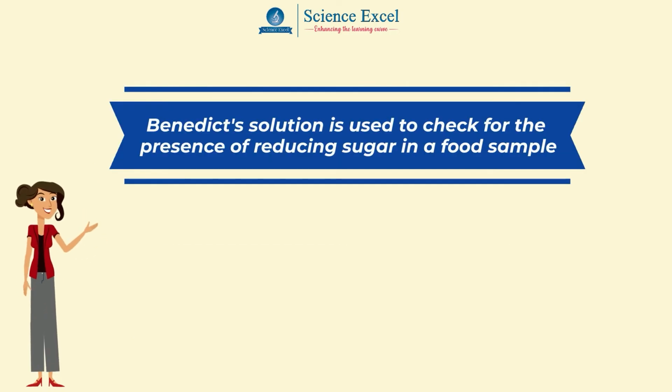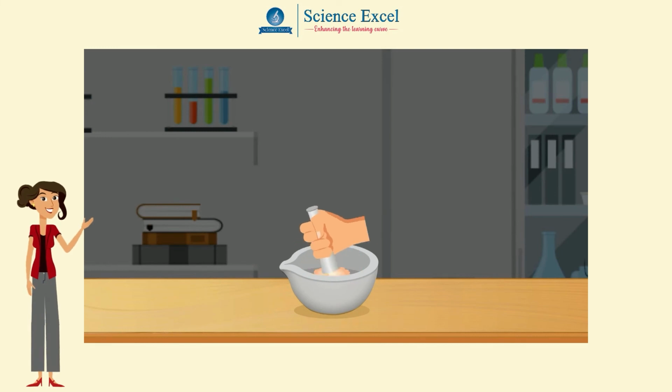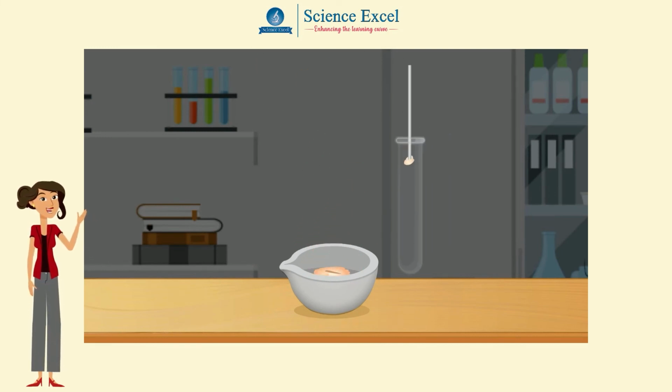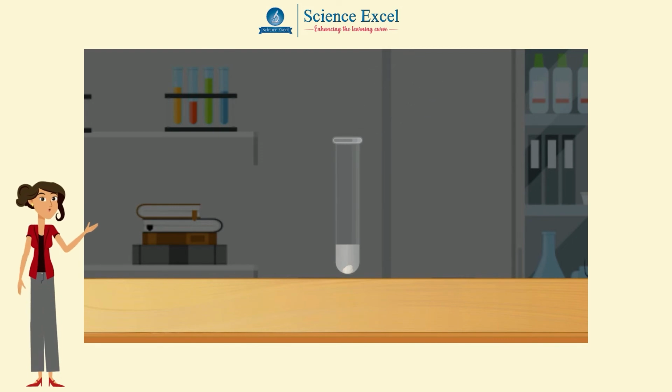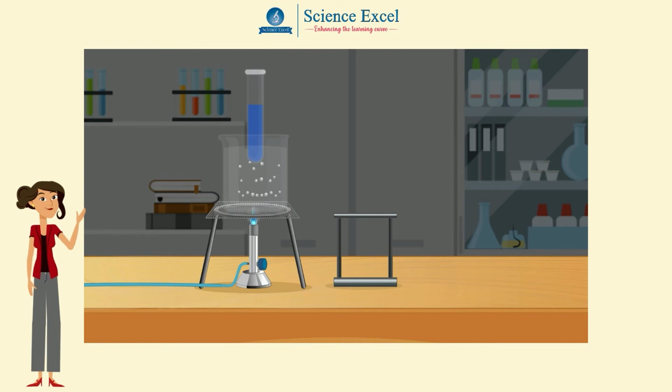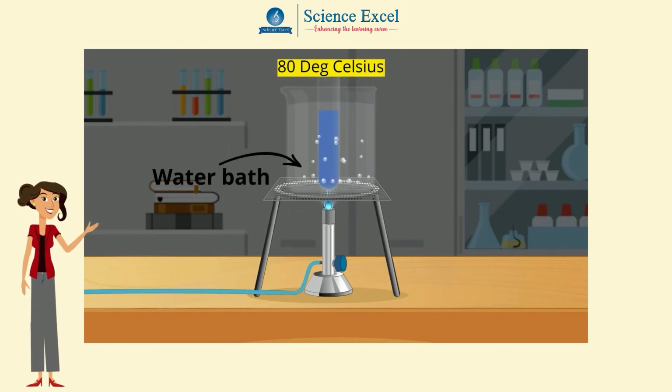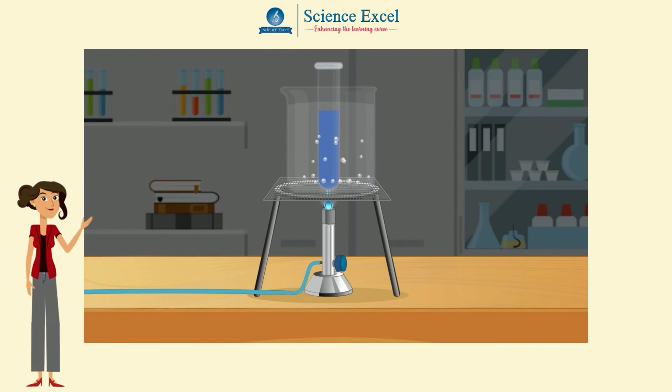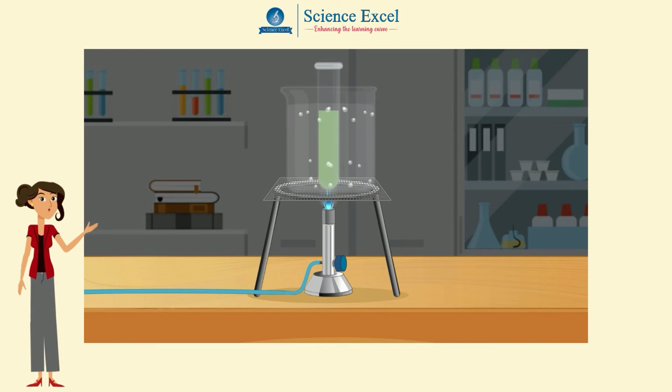Benedict's solution is used to check for the presence of reducing sugar in a food sample. Cut or grind some food, place it in a test tube, add water to it and shake it. To this liquid food sample, add some bright blue colored Benedict's solution. Heat the test tube to about 80 degrees Celsius in a water bath. You will observe that the mixture changes gradually from blue through green, yellow and orange, and finally brick red.